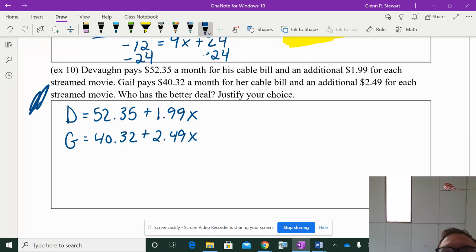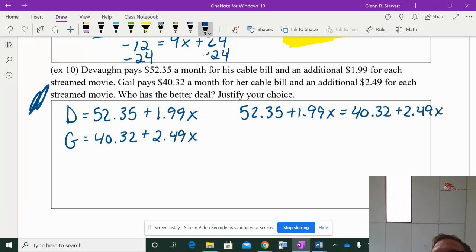Okay. So 52.35 plus 1.99x equals 40.32 plus 2.49x. I'm going to start by subtracting the 1.99x.